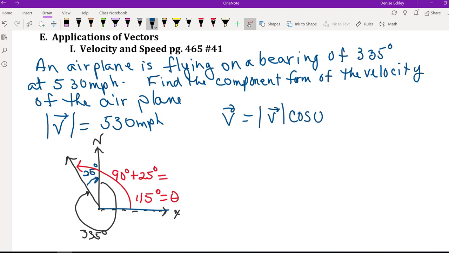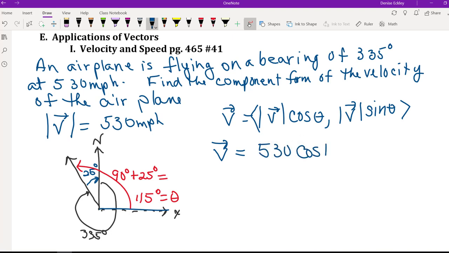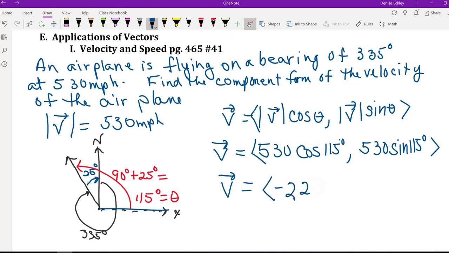So now we can find the component form because we can use our direction angle formula to fill in everything we need, because we have our magnitude, we have our angle, and we can just figure this out using our calculator. So we get the component form of our velocity is going to be negative 223.99, comma 480.34.